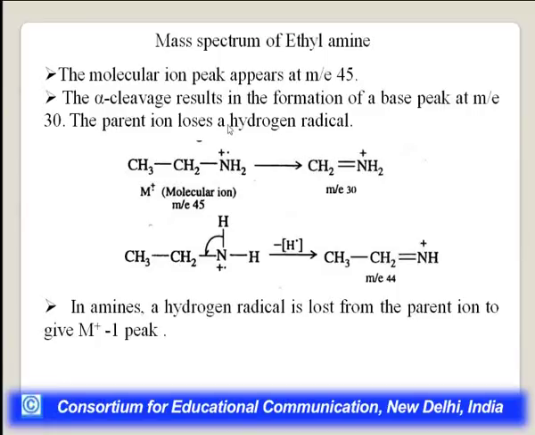The parent ion loses a hydrogen radical. You can see over here how the cleavage of the hydrogen atom took place from the nitrogen plus, and you will get this kind of cation at a value of 44. In amines, a hydrogen radical is lost from the parent ion to give the M-1 peak, that is one less than the molecular ion peak.